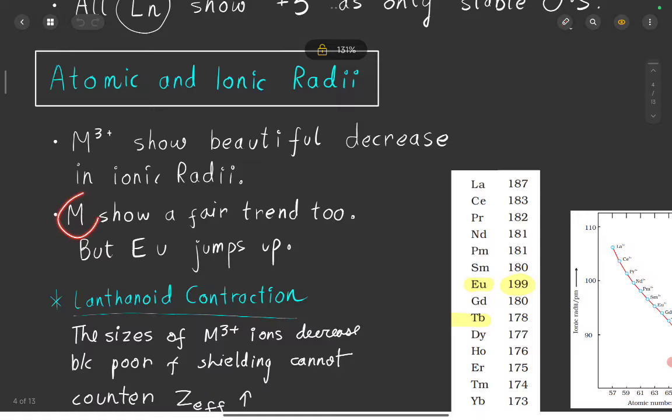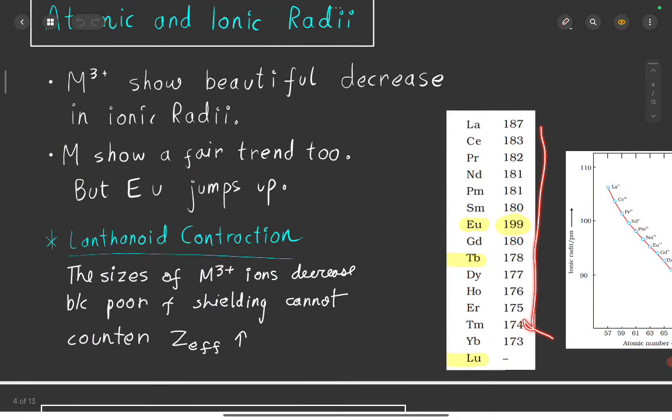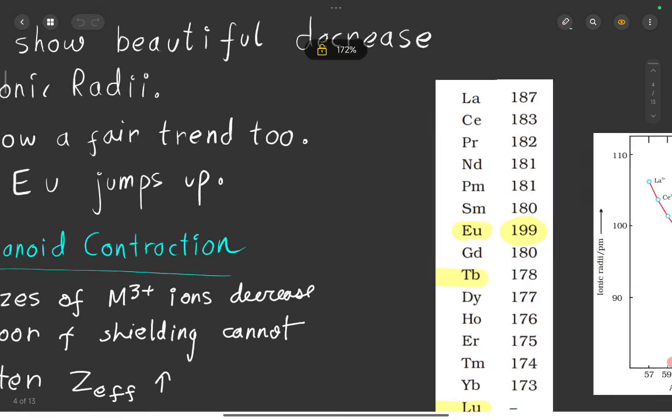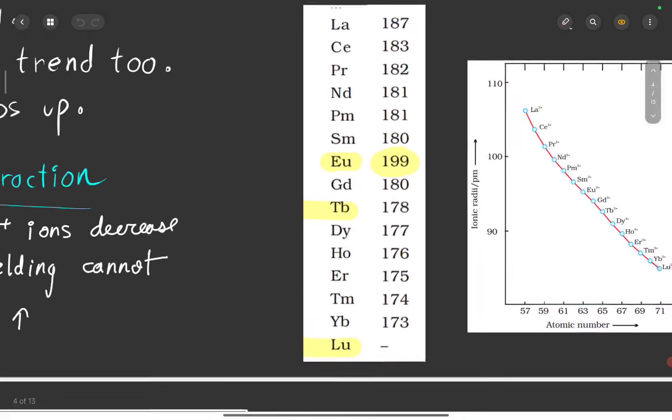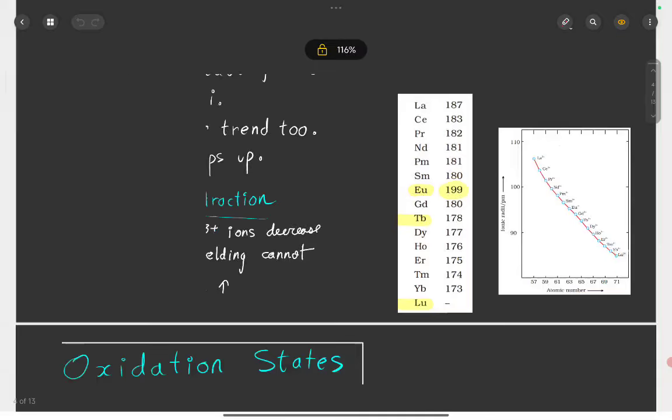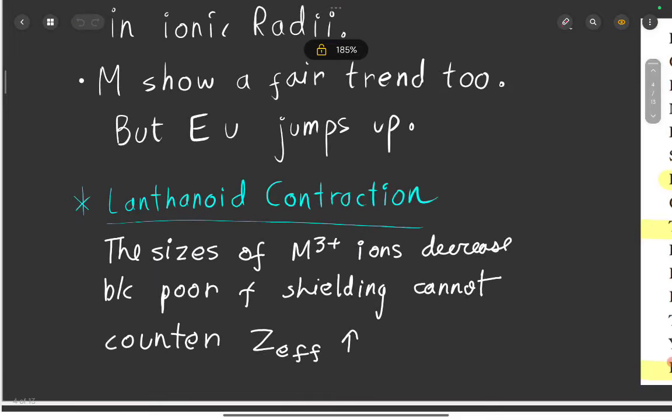Well, the metals, like the base metal, also show a fair trend. They show a very decent trend. You can see it decreases, except for europium, which jumps up to even larger than lanthanum thanks to its stable configuration of f7. Okay, so that was it for the radii.